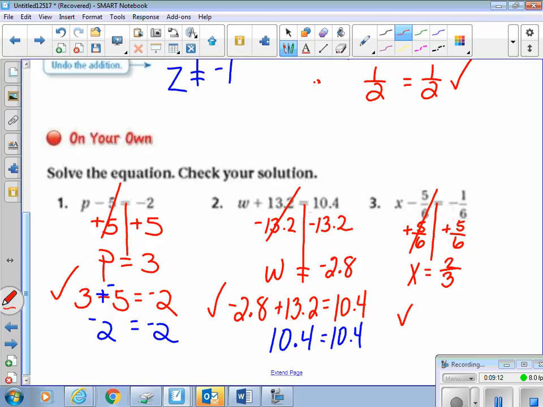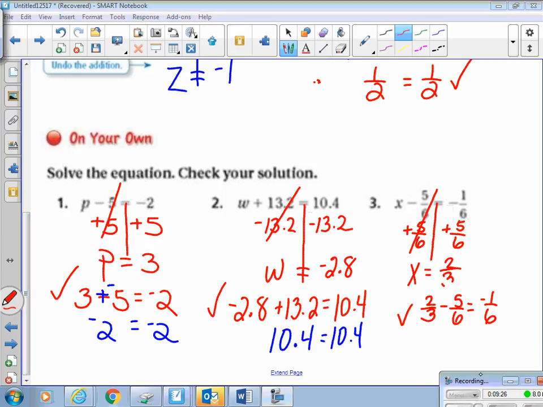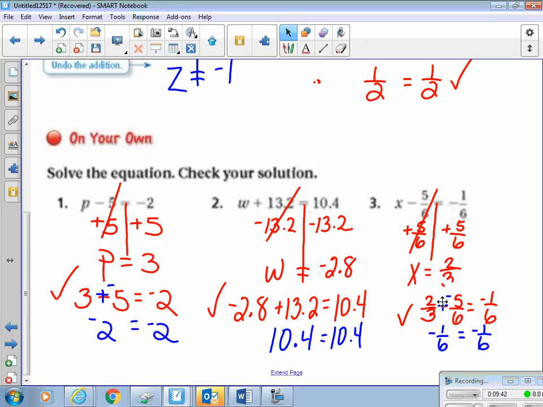When we check it, we replace the x with that positive 2/3. Sorry, not plus. Minus 5/6 should equal negative 1/6 if we did it correctly. So again, I'm subtracting integers. I should be saying to myself, keep, change, opposite. So I'm really subtracting the 2, taking the sign of the higher absolute value, which would be negative 1/6. So I now have the same thing on both sides. I have an equivalent equation. Therefore, we know that we did it correctly.